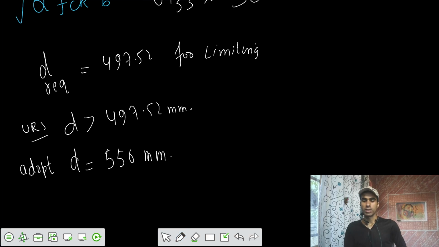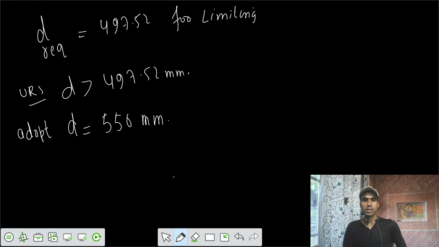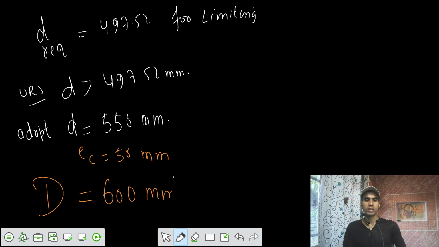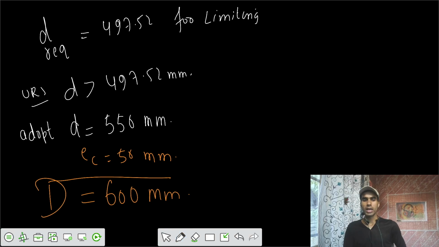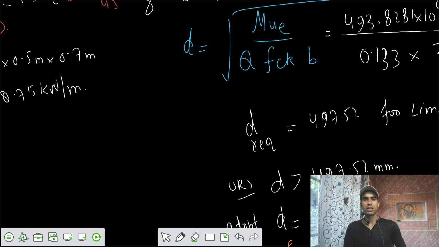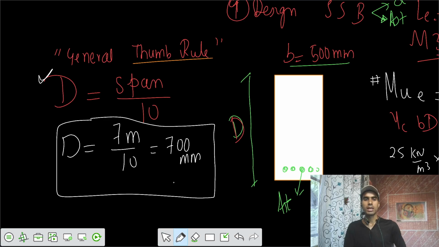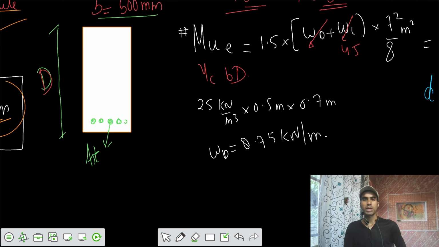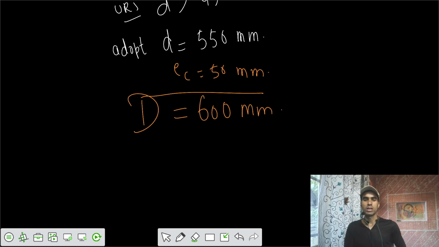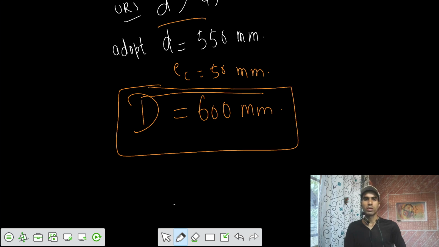Then finally there will be some effective cover. I assume that the effective cover is 50 such that your overall D would be 600 millimeters. Initially I had assumed that capital D was 700 millimeters from this thumb rule of span by 10, but I had to revise that one. So finally your capital D has become equal to 600 and your small d is 550 millimeters.